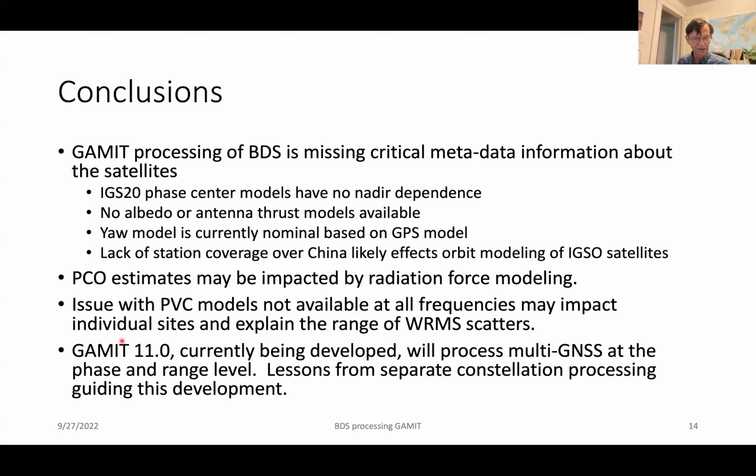And finally, GAMIT 11, which is currently being developed. The intention here is to process multi-GNSS at the phase and range level for all satellites simultaneously. We're currently using the lessons learned from the constellation processing to guide this development.